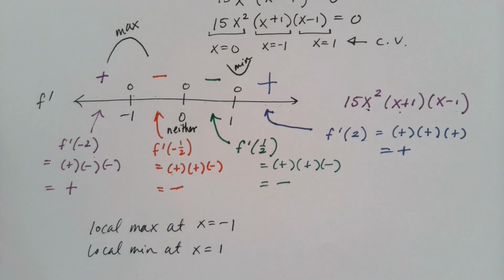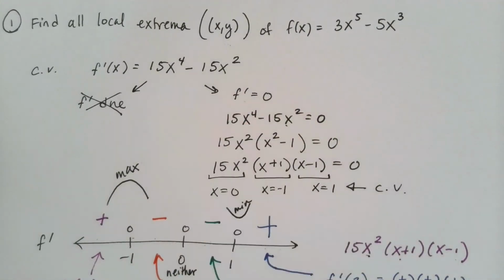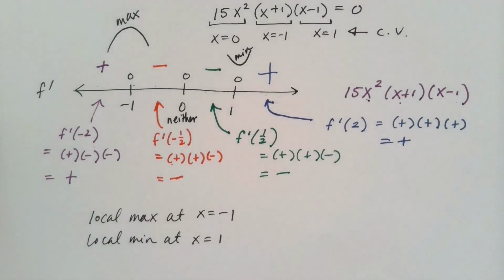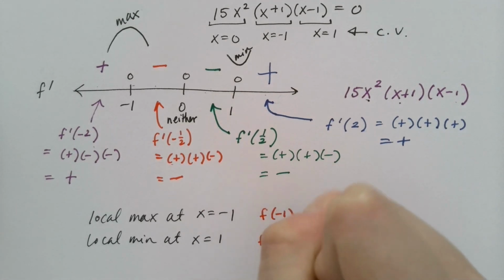If the question says like identify or label all the critical values as a max or min or neither, then you would specifically list it as a neither down here. All right, so the very last thing to do, because the instructions ask for the xy point, we have that extra step where we want to get their y values. So we're going to plug 1 and -1 back into the function. So here we need f of -1, and here we need f of 1.